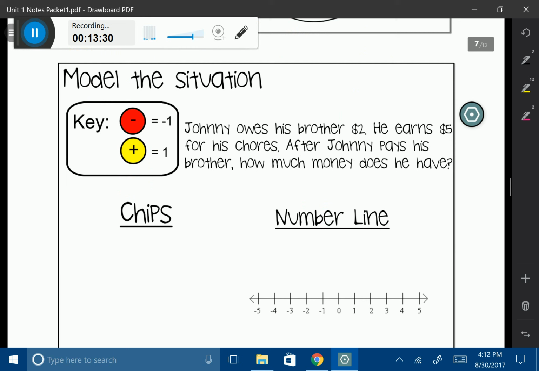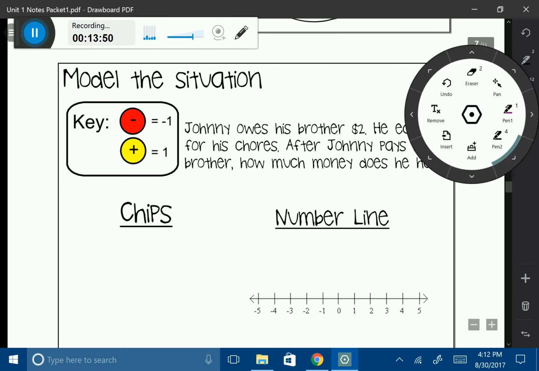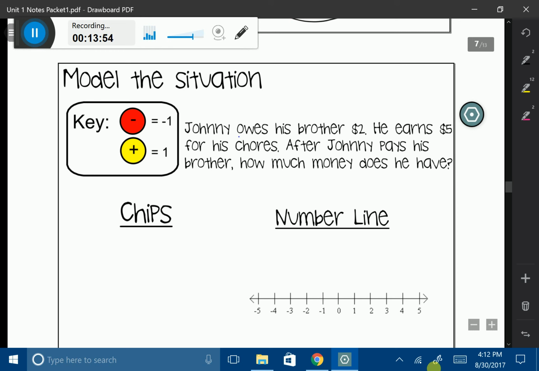Okay, for this problem, we actually want to model a situation. The situation says Johnny owes his brother $2. He earns $5 for his chores. And after Johnny pays his brother, how much money does he have? So the first thing to know here is that Johnny owes his brother $2. When we think about the word owe, when you owe somebody money, that means that you're in debt. And that word is spelled like this. Debt. That means you owe someone money and you need to pay them back.